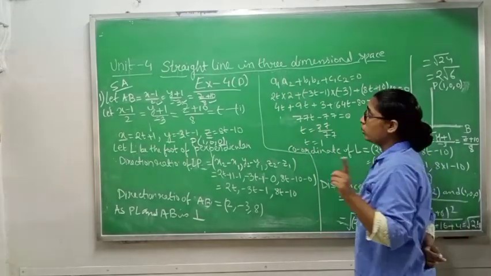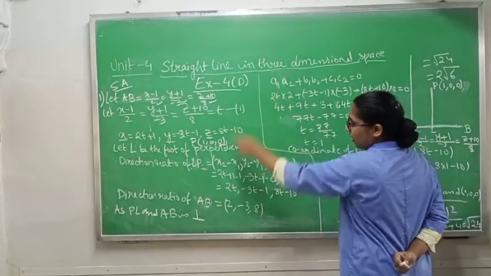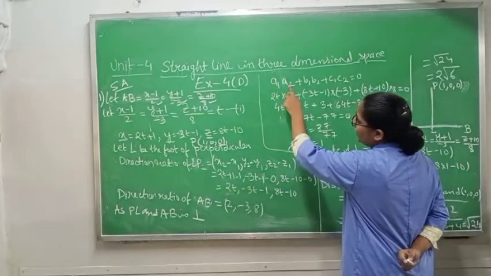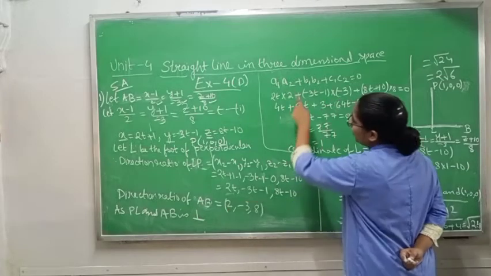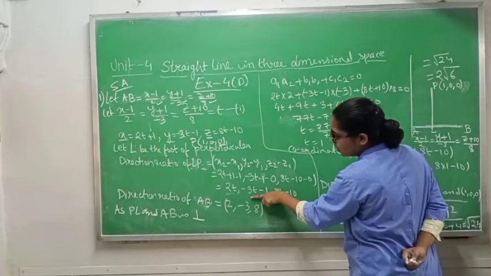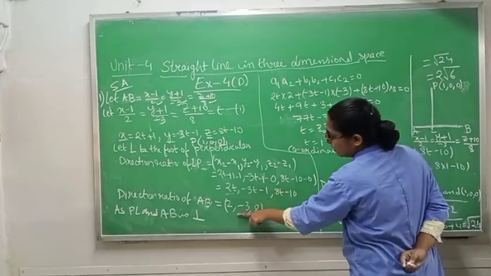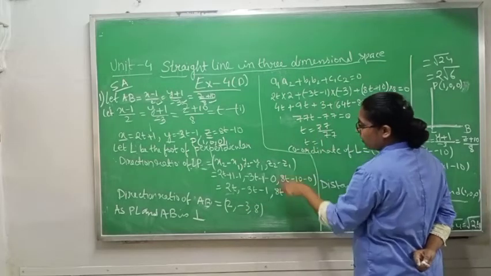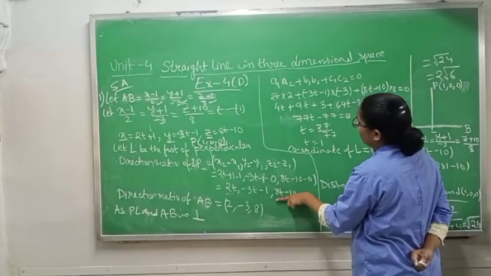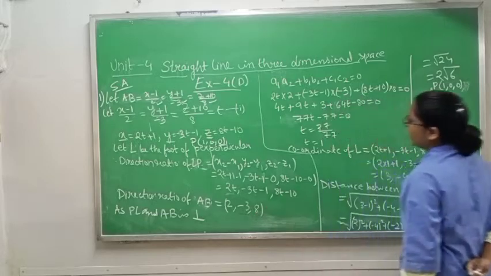You have done this formula. So A1 I am getting 2t and A2 I am getting 2. Now B1 I am getting minus 3t minus 1, B2 I am getting minus 3. C1 I am getting 8t minus 10, C2 I am getting 8.